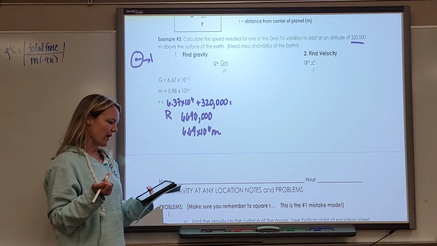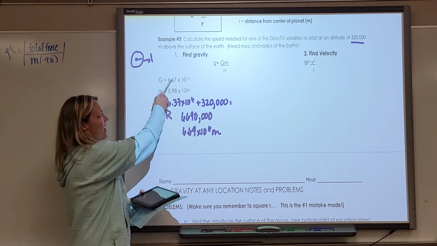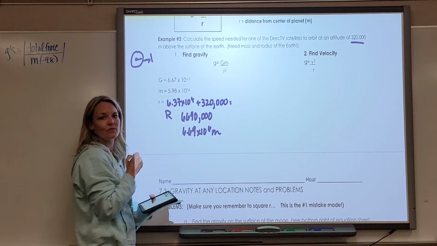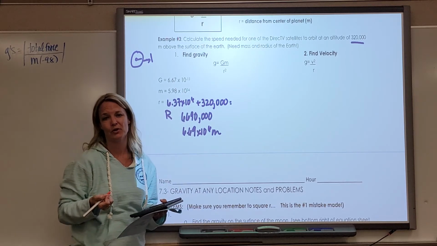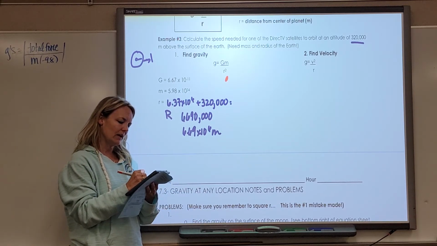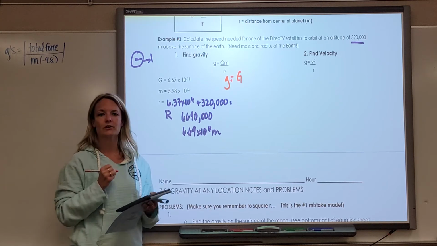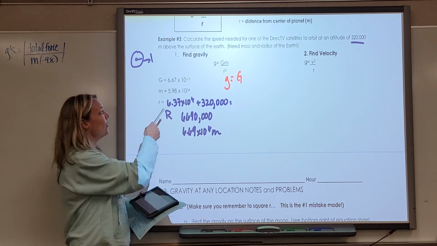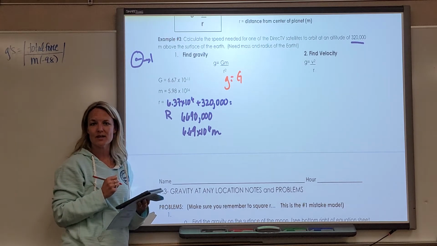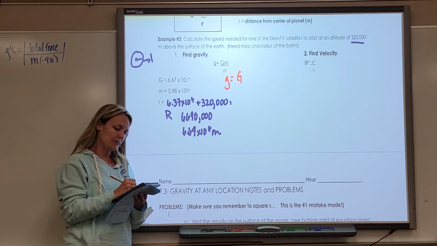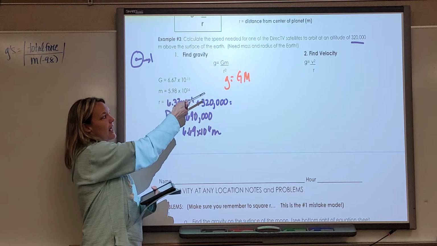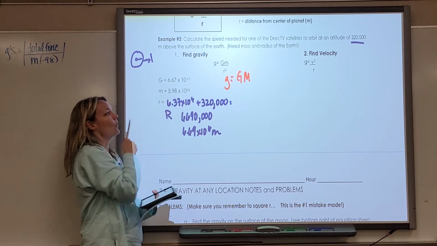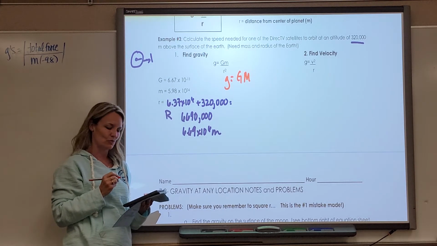All right, step 1. I need to find the gravity at that location. I now have each of the things that I need to find the gravity. So it just means I have to type it in correctly. Okay, the gravity is equal to g. You can just write g because you have it stored, or you can write 6.67 times 10 to the negative 11 times the mass of the Earth. You can write m since you have it stored that way, or 5.98 times 10 to the 24th.